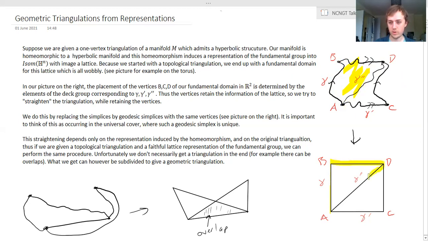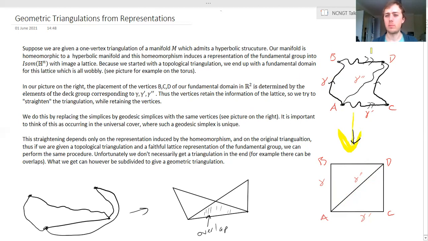And because we're doing all of this in the universal cover, the straightened simplices are unique. There's only one convex hull of these points. It's the convex hull, not a convex hull, right? Exactly. So I've kind of cheated a bit here.